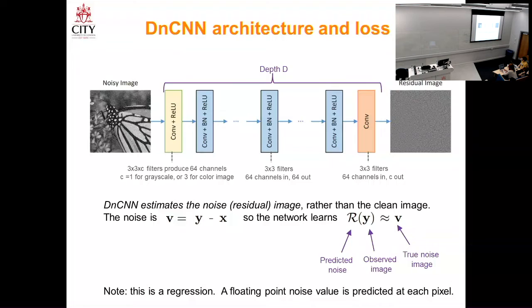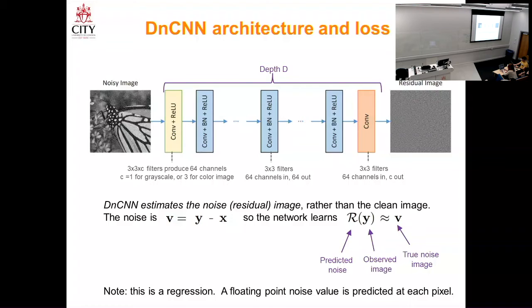So here's the architecture for DnCNN. It's actually really simple. Here, what you're going to do is pass in a noisy image, and what you're going to produce is the noise. That's kind of an interesting thing that DnCNN does.